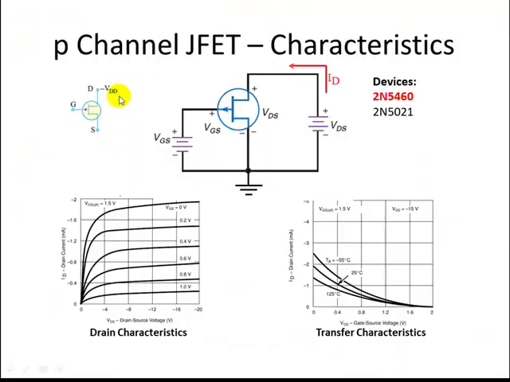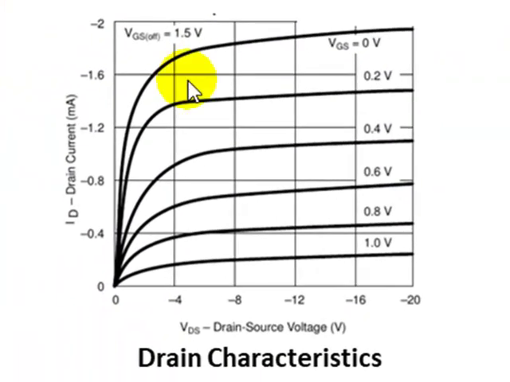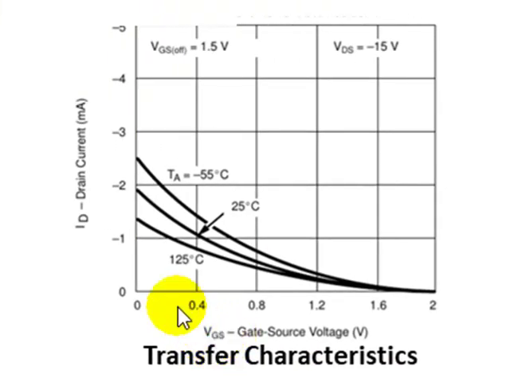Now let us see. For your reference, I have added this small hint. For P-channel JFET, VDS must be negative and gate voltage VGS, gate to source voltage, must be positive. So VDS must be negative, VGS must be positive. To obtain the drain characteristic, primary sweep variable is VDS and secondary variable is VGS, which must be positive. And for transfer characteristic, VGS must be positive and for different values of VDS we can obtain, and VDS must be negative.